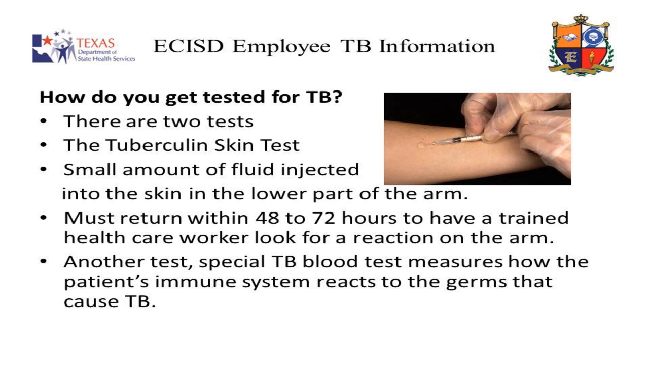How do you get tested for TB? There are two tests that can be used to help detect TB infection: a skin test or a TB blood test. The tuberculin skin test is performed by injecting a small amount of fluid into the skin in the lower part of the arm. A person given the tuberculin skin test must return within 48 to 72 hours to have a trained healthcare worker look for a reaction to the arm.